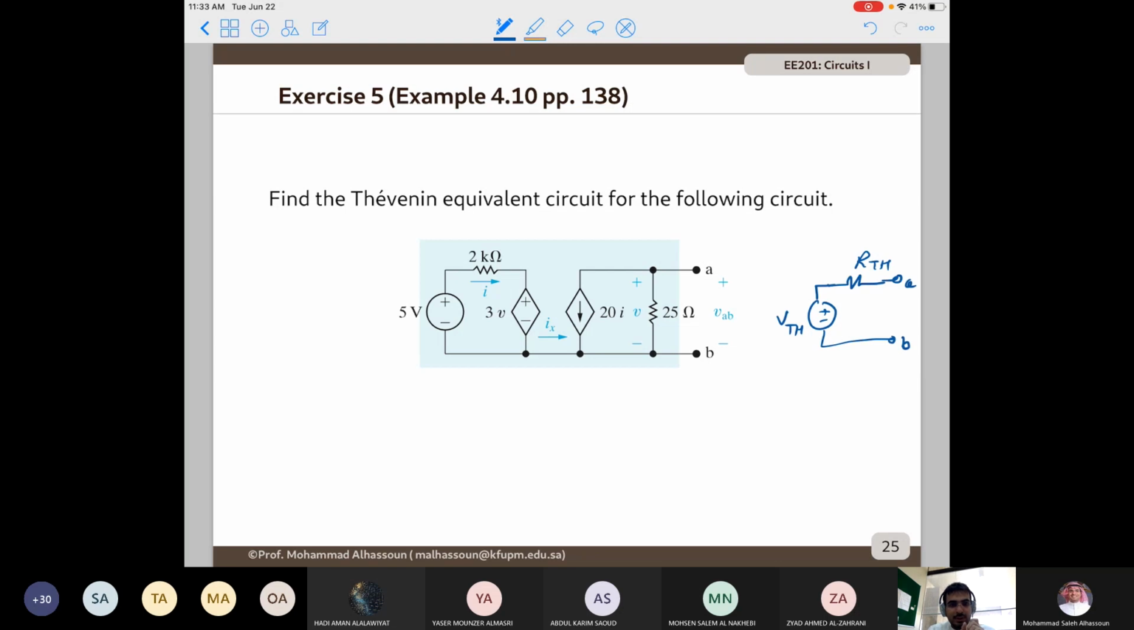In this case, we have a dependent source, so we cannot just deactivate the sources and find the equivalent resistance. So we need to find the short circuit current. Let's tackle this problem step by step. Let's start with the Thevenin voltage. To find the Thevenin voltage, actually this is one of the easiest questions, Yasser.